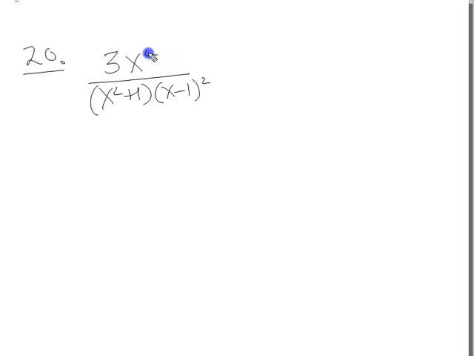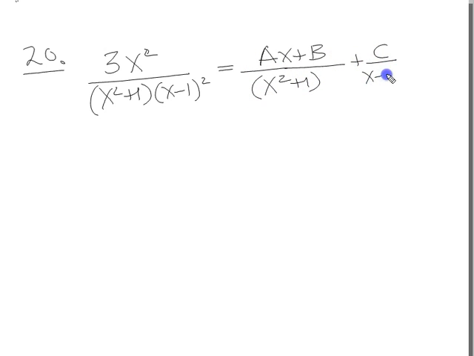Okay, let's have a go at number 20 now. 3x squared over x squared plus 1 is a quadratic factor. X minus 1 squared is a repeated factor. So we're going to have ax plus b, which is a quadratic factor, over x squared plus 1, plus c over x minus 1, and then plus d over x minus 1 squared. There we go. That's what we've got.